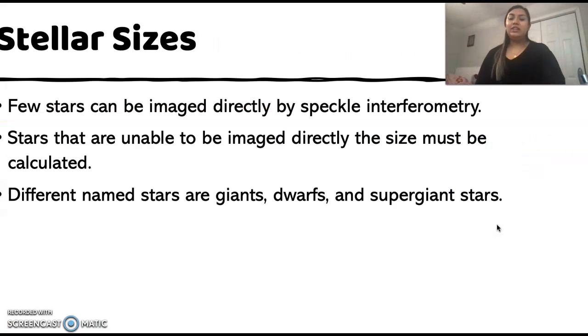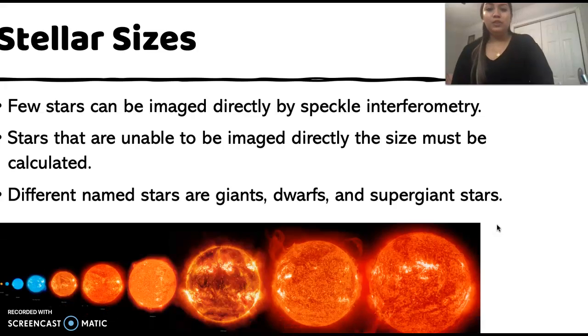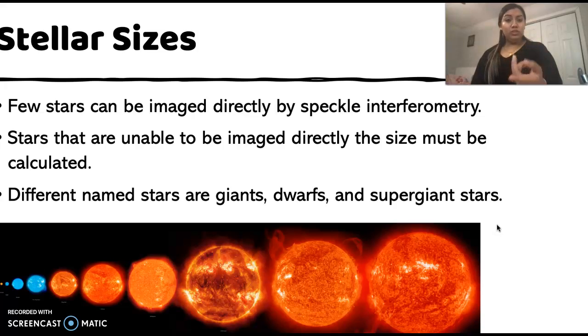Okay, and then stellar sizes. Few stars can be imaged directly by speckle interferometry. One of the stars that we can image directly is called Betelgeuse. It is the largest star that can be imaged directly, being 600 times the size of the sun. Crazy. For stars that are unable to be imaged directly, the size must be calculated.